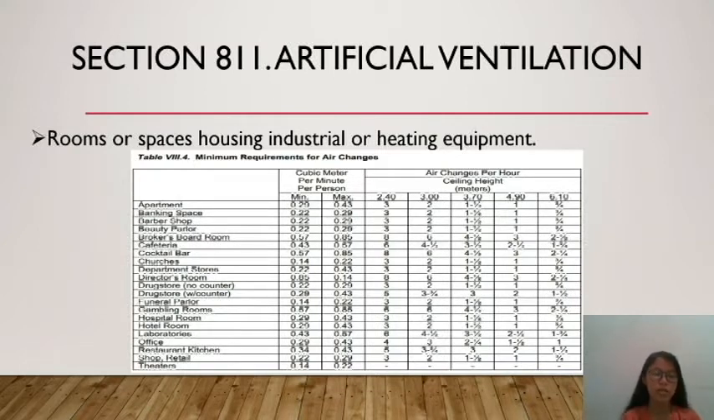So this table represents the minimum requirements for air changes per hour. These are for the apartment, banking space, barber shop, beauty parlor, broker's boardroom, cafeteria, cocktail bar, churches, department stores, director's room, drugstore, funeral parlor, gambling rooms, hospital room, hotel room, laboratories, office, restaurant, kitchen, shop or retail, and theaters. So these are the sections under rule number 8, the light and ventilation.